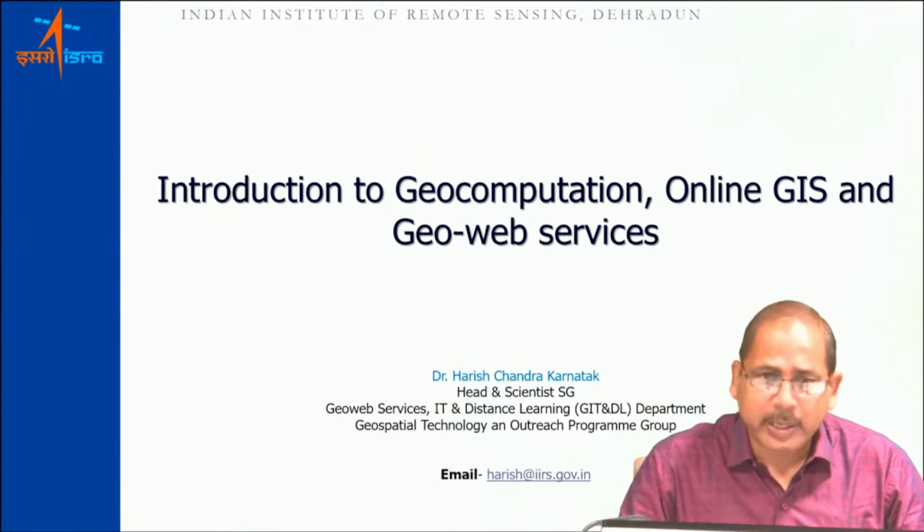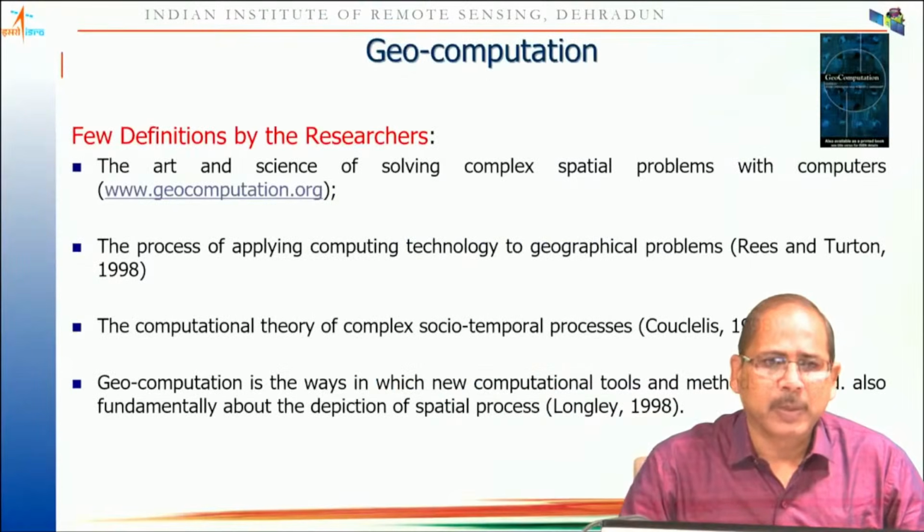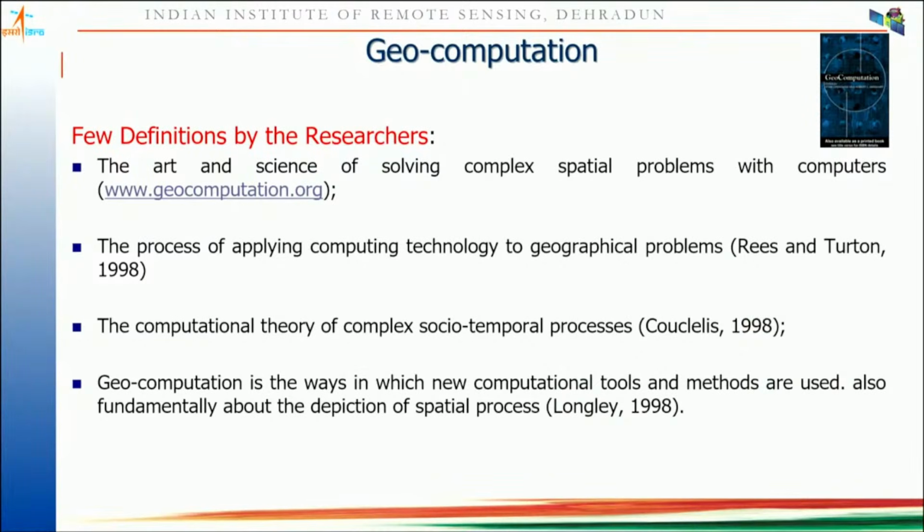So then we will see what exactly geocomputation is. If you see the definition of the term geocomputation, it is basically defined as the art and science of solving complex spatial problems with computers. When I say spatial problems, I am talking about location specific problems. So the next question is how I am going to define the location.